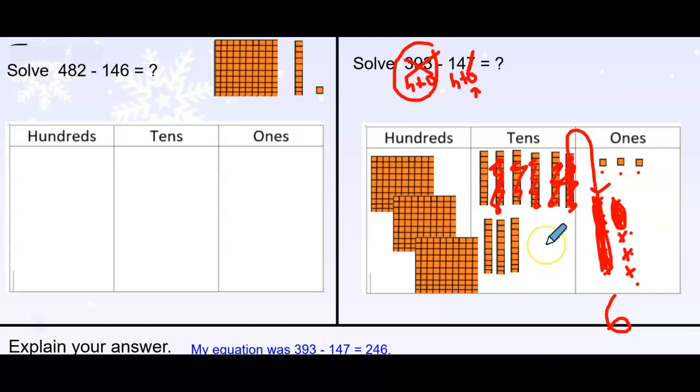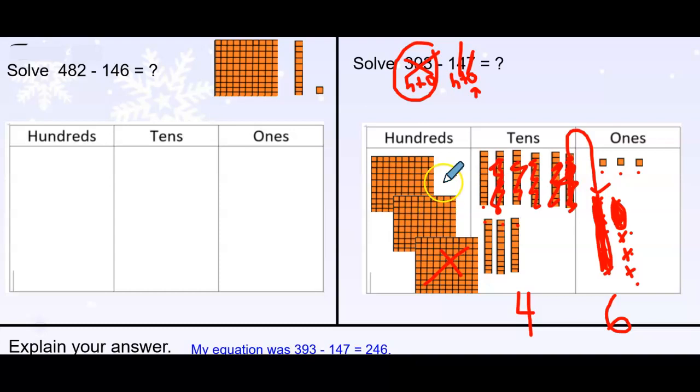How many tens rods do we have now? Help me count. 1, 2, 3, 4. Yes, we have 4 tens left. Let's take off that 4 in the tens place. Now, let's subtract our hundreds place number. How many hundreds do we need to subtract? Yes, 100. So take off one of those squares, and how many hundred squares do we have left?